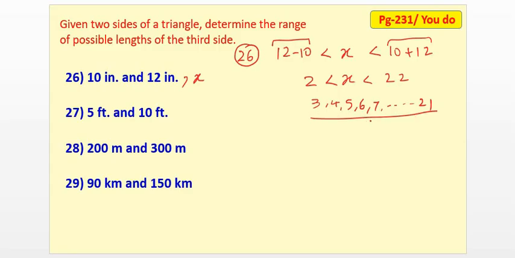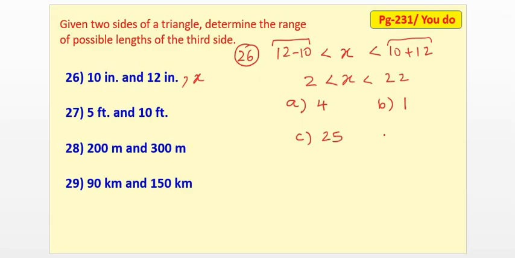It does not mean that it will be 10 only or 11 only. No, the minimum value of x could be 3 and the maximum value of x could be 21. So let's say if they give you multiple choices, for example, they have given me 4 choices over here. One value is, let's say, 4, the second is 1, the third is 25, and the fourth, let's say D, is 1.5.